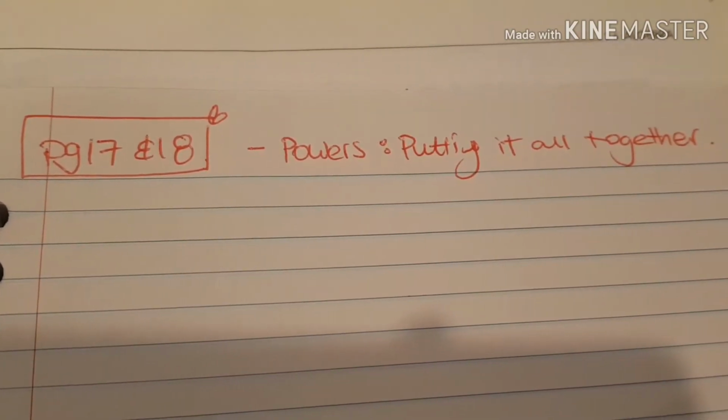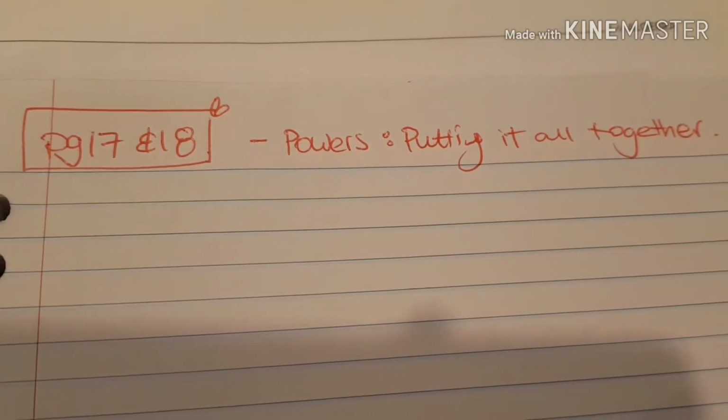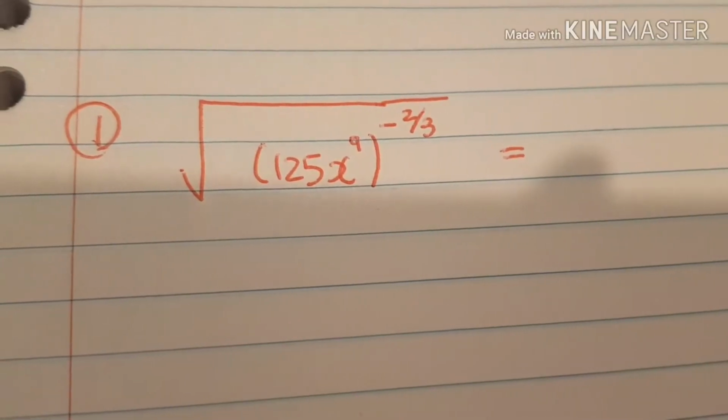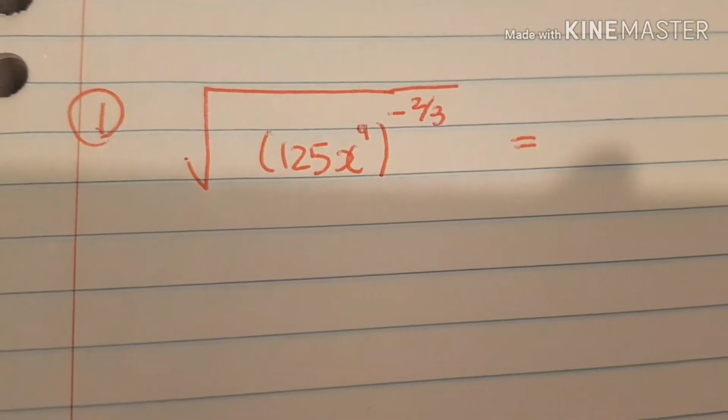Today we're going to go over page 17 and 18 of the Walker Math book. I'm going to go over some questions with you to help you solve these sort of mixed, put-it-all-together questions. Okay, let's have a go at doing this first question.